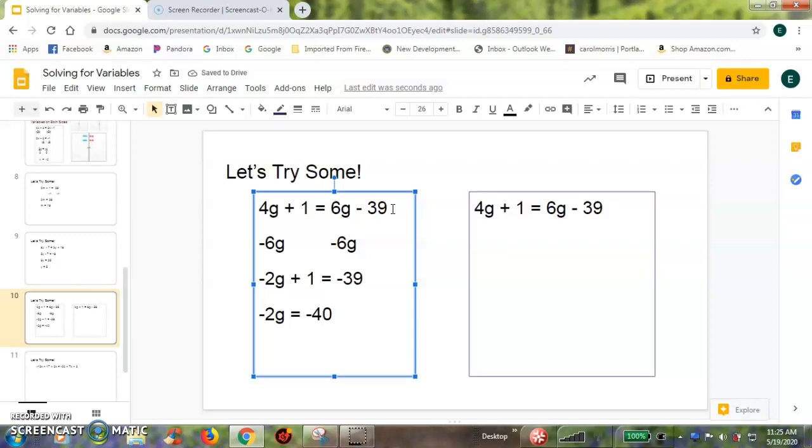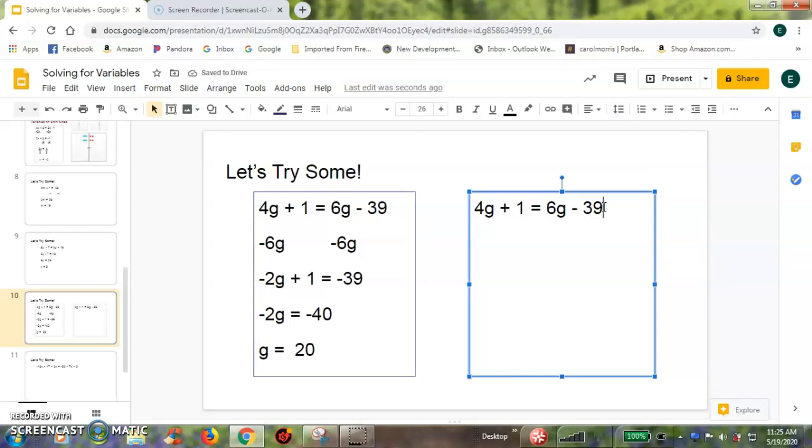Remember, you should always divide by exactly what's with the variable. If it's a negative, you want to divide by a negative because you want to be left with a positive variable. All right, so -2 divided by -2 is 1. So that leaves me with g equals, in this case, -40 divided by -2. So that's going to be +20. All right, so let's take a look over here.